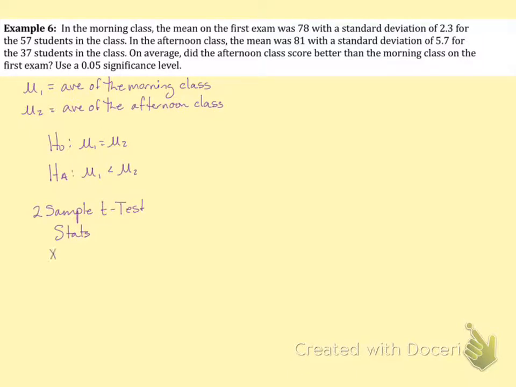The first average is 78. The standard deviation for the first sample is 2.3, and the sample size for the first sample is 57. The sample average for the second sample is 81. The standard deviation is 5.7, and the sample size is 37.